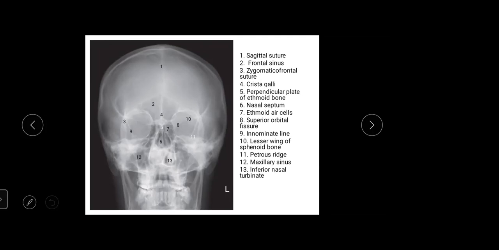Here we see in the number 13 is the inferior nasal turbinate, and then the mastoid process, while the inferior part of the occipital bone is seen in the number 15. The last one is the odontoid process or dens of atlas, which is seen here in the number 16.